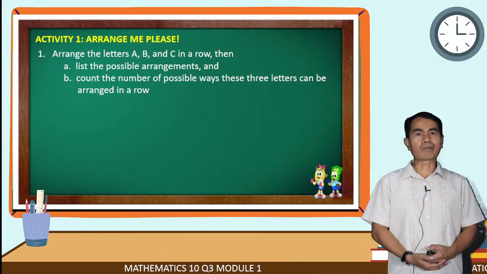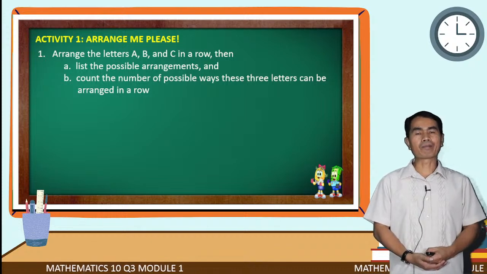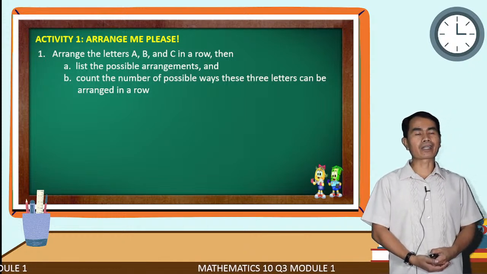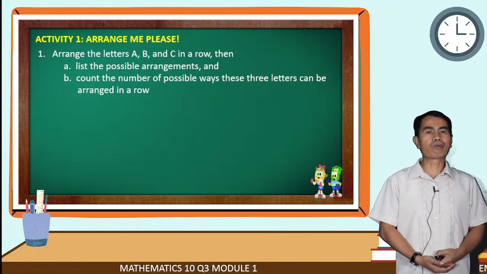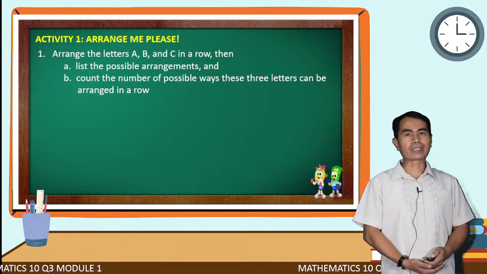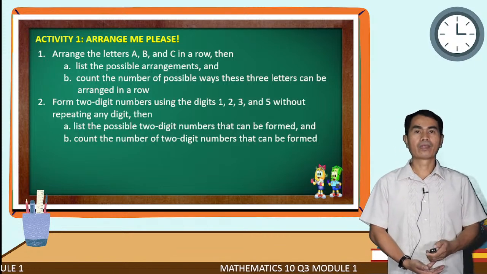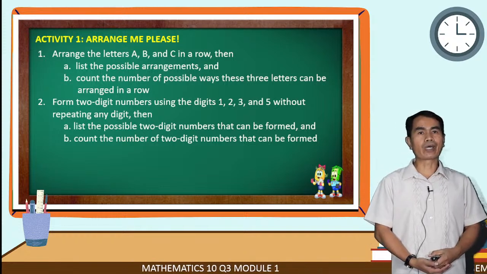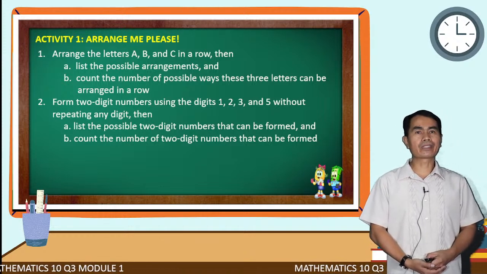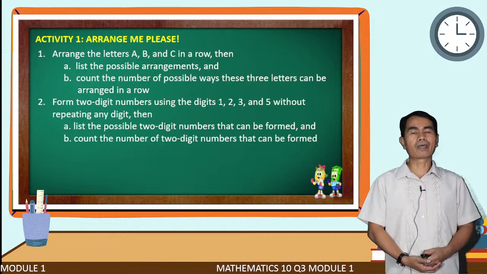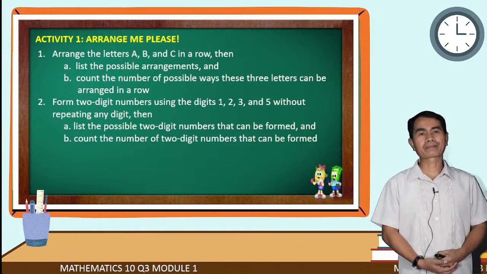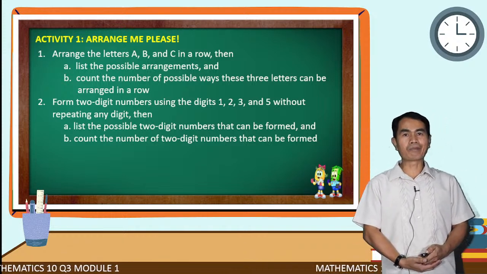So the title of this activity is, Arrange Me Please, item number 1. Arrange the letters A, B, and C in a row, then list the possible arrangements and count the number of possible ways these 3 letters can be arranged in a row. Okay, we have the second item. Form 2-digit numbers using the digits 1, 2, 3, and 5 without repeating any digit. Then, list the possible 2-digit numbers that can be formed and count the number of two-digit numbers that can be formed. Okay, are you done? Okay, let's have your answers.